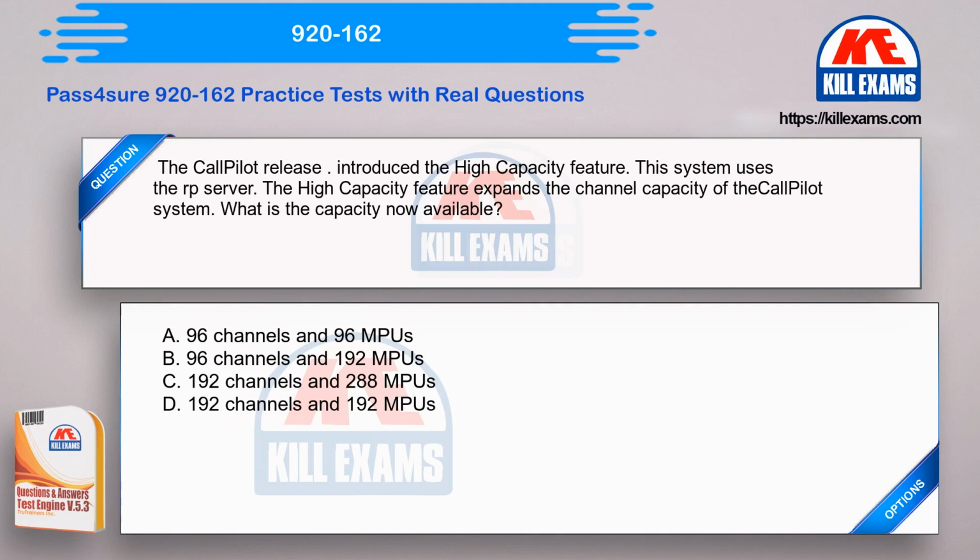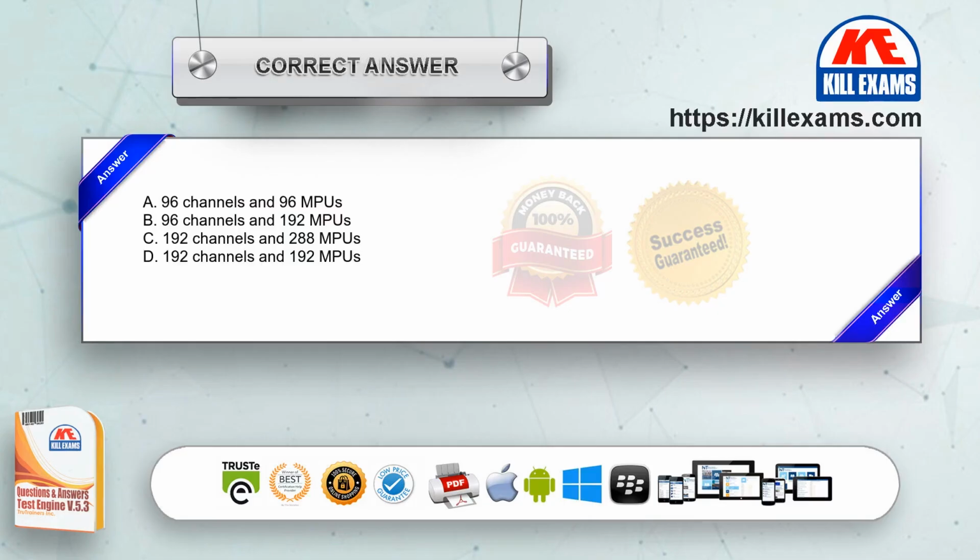Option A, 96 channels and 96 MPUs. Option B, 96 channels and 192 MPUs. Option C, 192 channels and 288 MPUs. Option D, 192 channels and 192 MPUs. The correct answer is option C.